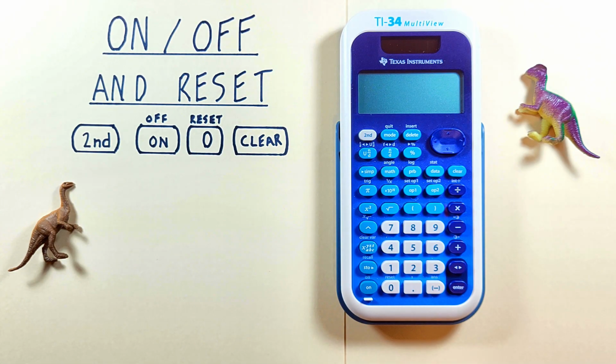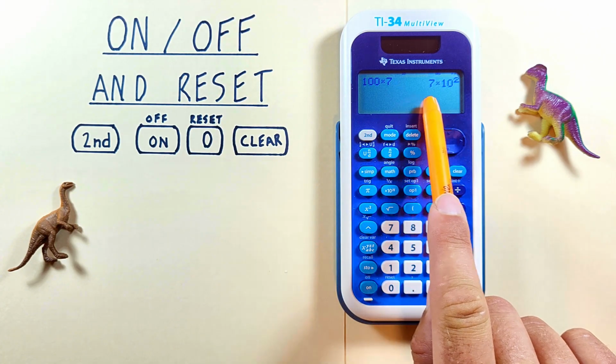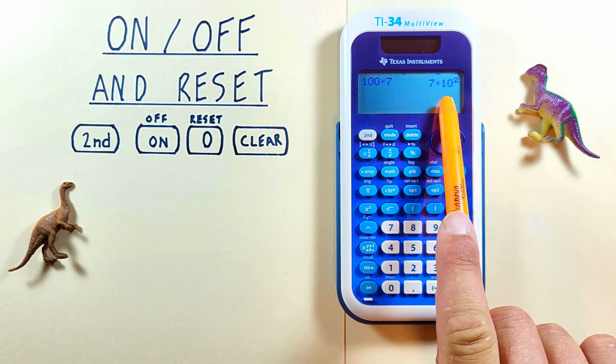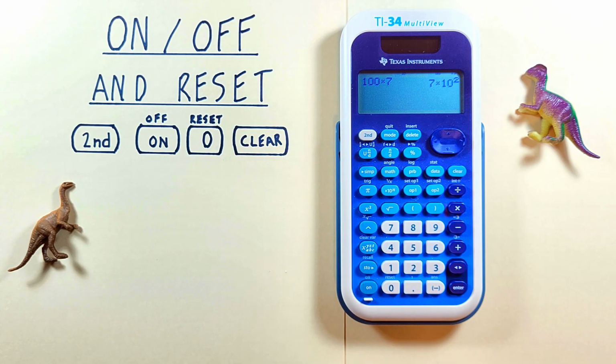What about resetting our calculator? Let's say we're doing some calculations and we get a result that we don't expect or don't want. So if we're doing 100 times 7, and we get a result that looks like this, it looks like we've accidentally changed some settings in our calculator, in this case, scientific notation, giving us results that we aren't expecting and don't want.